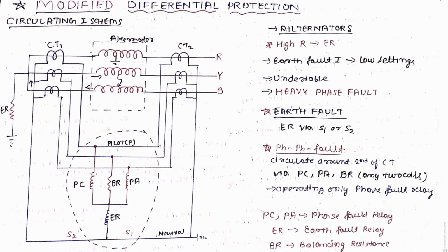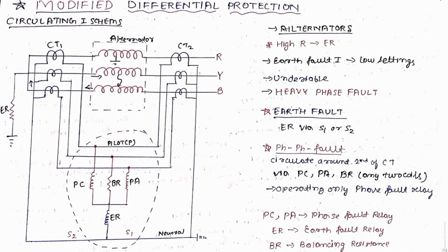In the differential protection, three phases with three relay operating coils are used, but in the modified differential protection, it uses separate relay coils for earth fault and phase to phase fault. For phase fault, the relays used are PC and PA, that is, phase fault relays. For earth fault, the relay used is the earth fault relay ER.